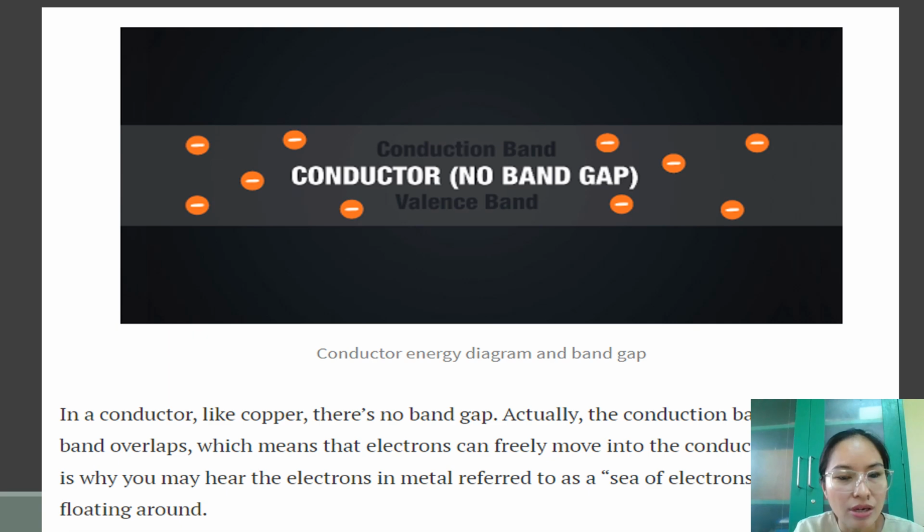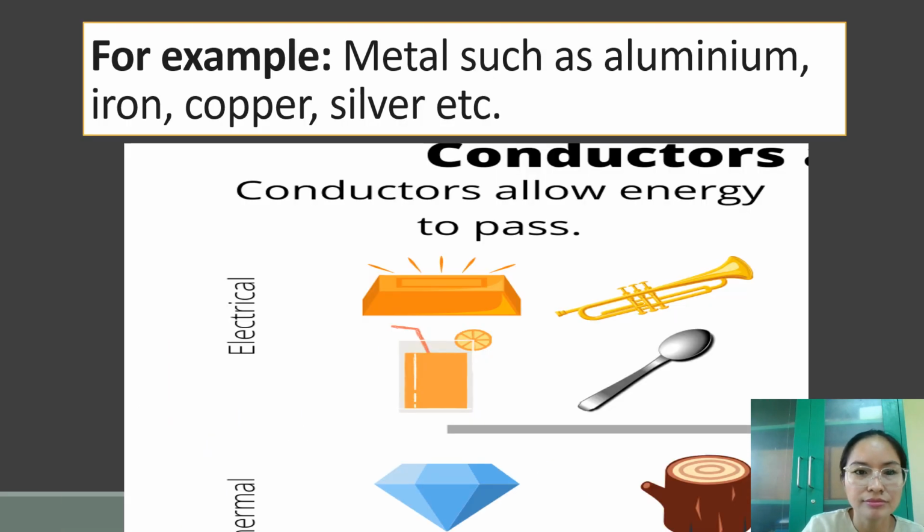The electrons in metals are referred to as a sea of electrons floating around. This is one of the distinguishing characteristics of metals, that they are all conductors. They might not be shiny, they might not be malleable, but they are all conductors because there is no band gap. We have here examples such as aluminum, iron, copper, and silver.